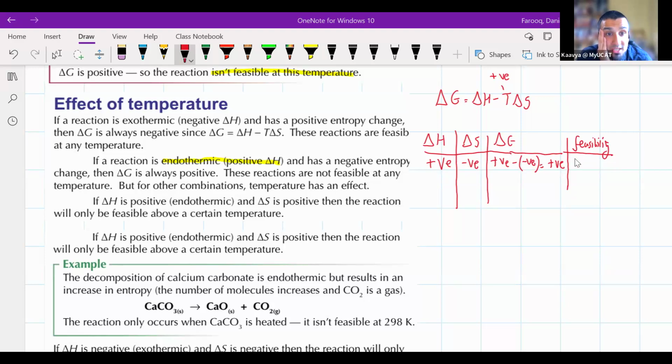So the feasibility here will now be not feasible, and that's because it's positive. Remember, negative is feasible, positive is not feasible. Now we can look at the next situation, if delta H is positive and delta S is positive. So if this is positive, and then we're minusing something positive, it will be positive minus positive. Now it depends. If that positive we're subtracting is less than the starting one, then it could be positive or negative.